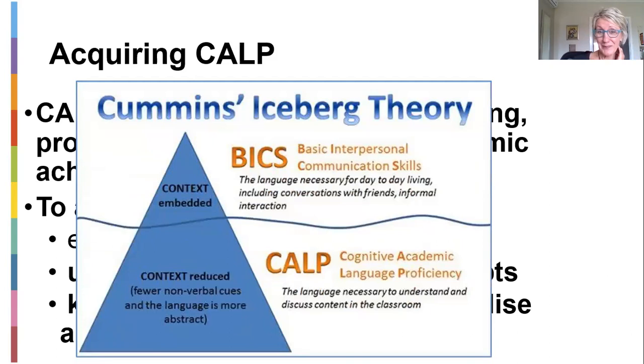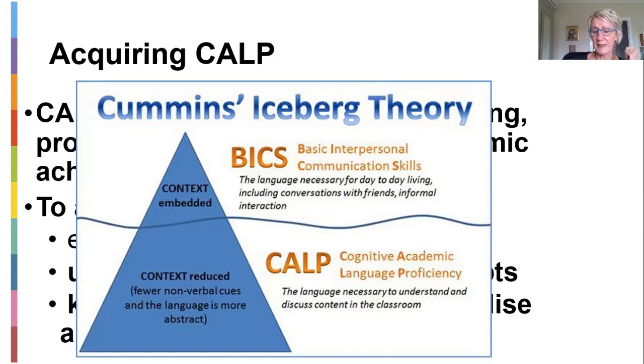There's again our iceberg, and you can see the BICS, the basic interpersonal communication skills, is not context reduced, it's context embedded. We can see people's facial expressions, so we know they're angry, we know they're happy. It's our day-to-day chit-chat that we can talk to our friends, send informal emails, text messages. That's that kind of language. But whereas the CALP is context reduced, that means there's no non-verbal clues that I can build my understanding on. The language becomes quite abstract, it's very conceptual and theoretical. And this is the language necessary to understand, discuss content, how we actually use it to discuss meaningful stuff, which you can't actually use non-verbal and informal language for.